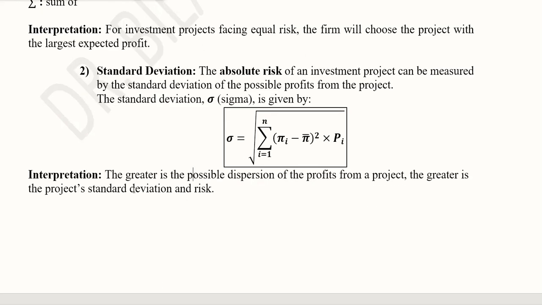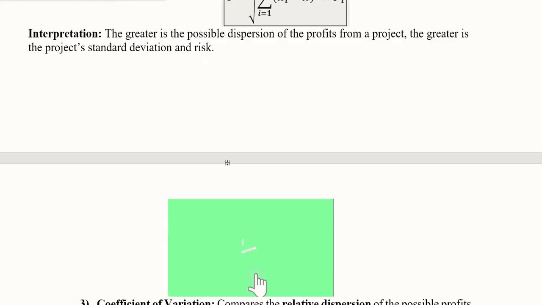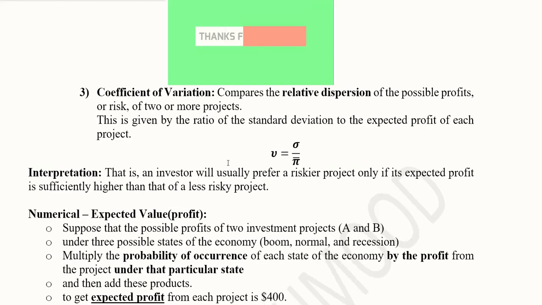And if we talk about the interpretation of this, it is basically showing that if the value is greater, it is showing greater dispersion of the profits of a project from the expected value. So it means that the greater this value, the more will be absolute risk in that certain project. Since we were talking about absolute risk, we can also calculate the relative risk, and for that we are going to use this formula.